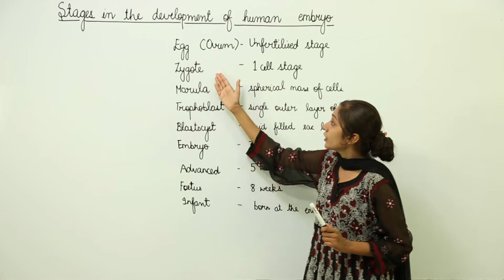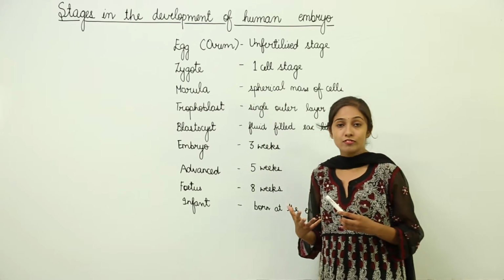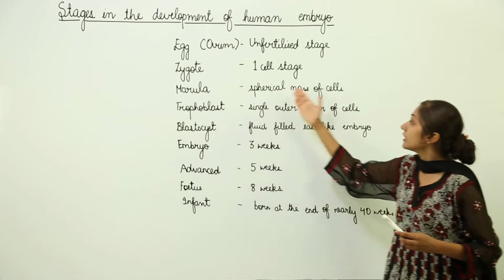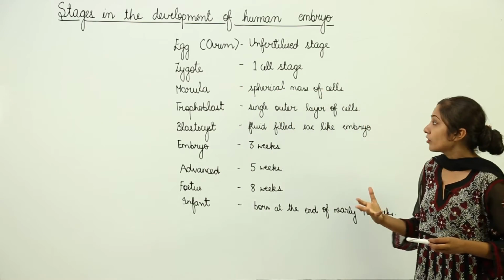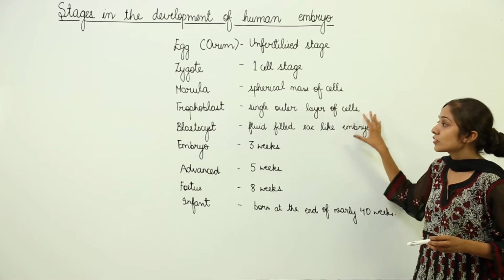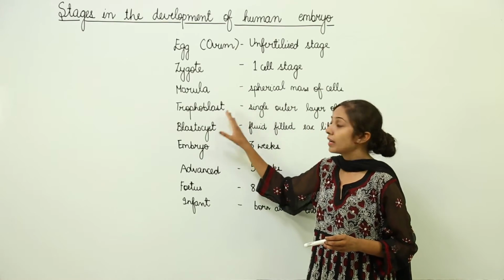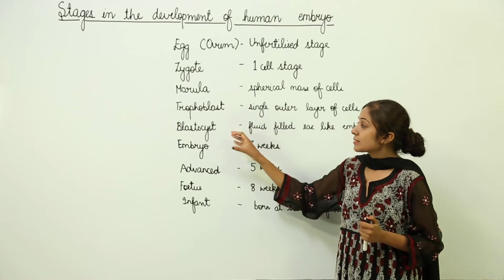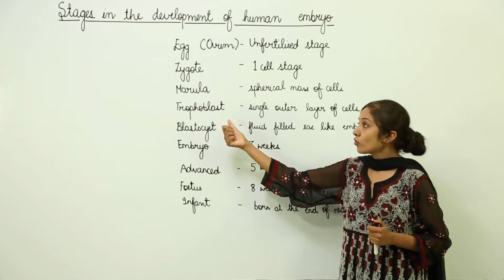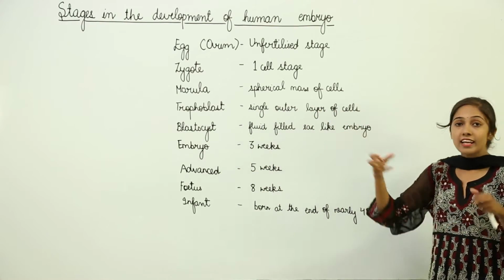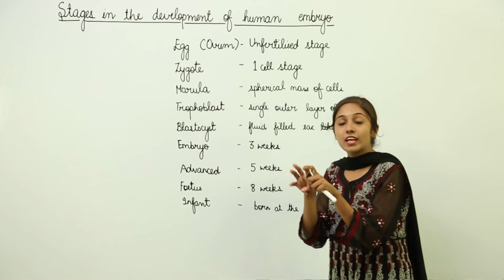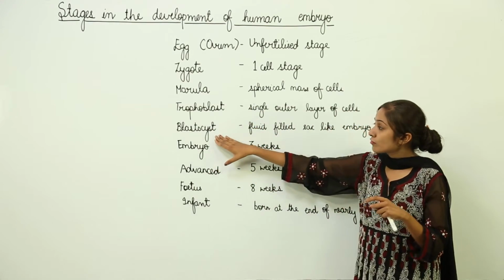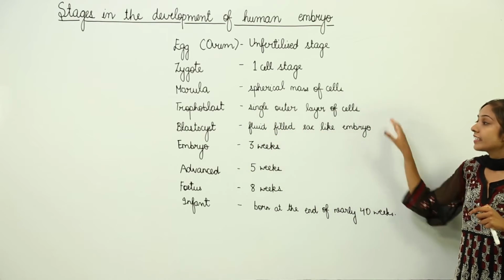Then after the zygote, there are repeated divisions of the cells. This forms a stage that we call morula. It is a spherical mass of cells. After morula, a single outer layer of cells is formed that we call the trophoblast. And after trophoblast, we have a stage that is known as blastocyst. Now in trophoblast, I told you that a single outer layer of cells is there, and inside that we have a cavity. We have a large cavity. So after this, the blastocyst is formed, that is a fluid filled sac like embryo.